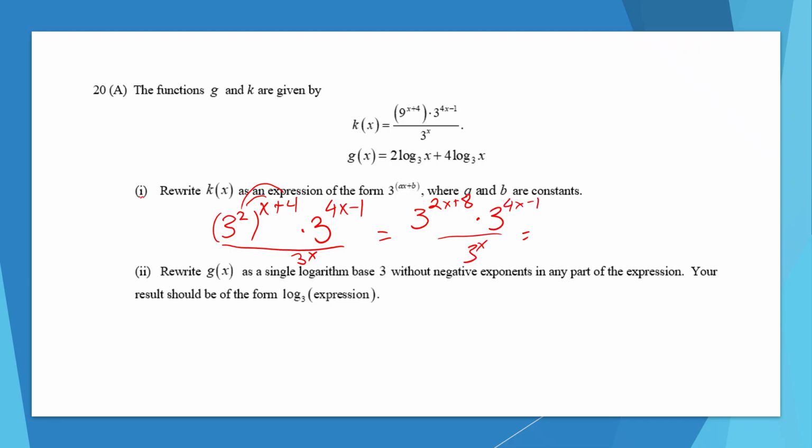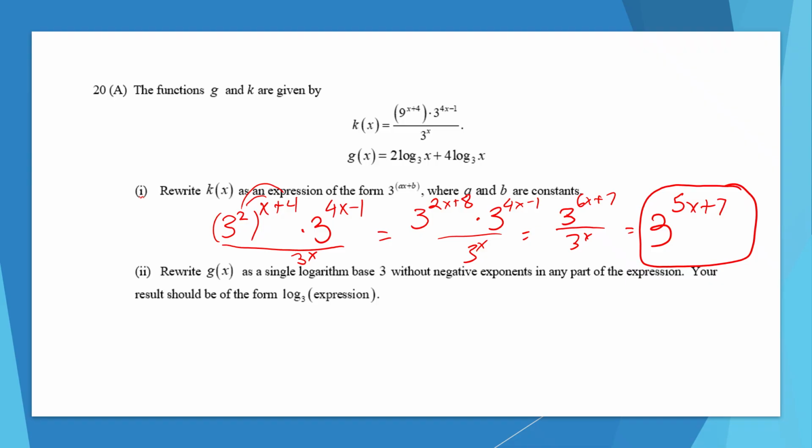Simplifying the numerator, this is 3 to the power of 2x plus 4x is 6x, 8 plus negative 1 is plus 7, all over 3 to the power of x. And then this is 3 to the power of 6x minus x is 5x plus 7. So that should be our answer for part A.